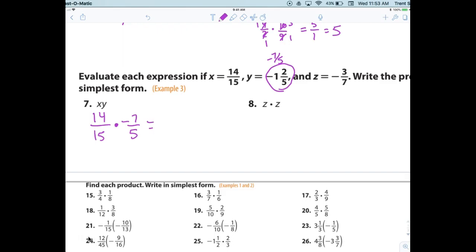7 times 10... it's 98. Yes. Negative 98 over 35. Thank you. Good mental math. Good job. Negative 98 over 75. Any questions or concerns? Yes.